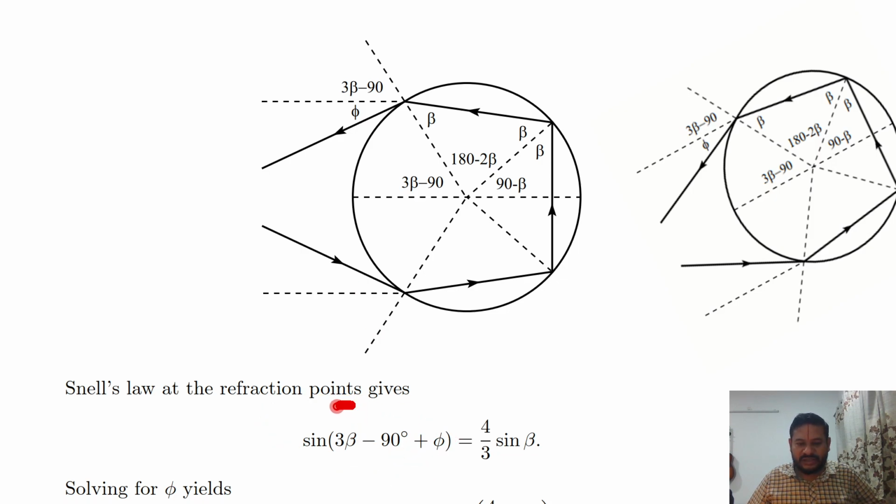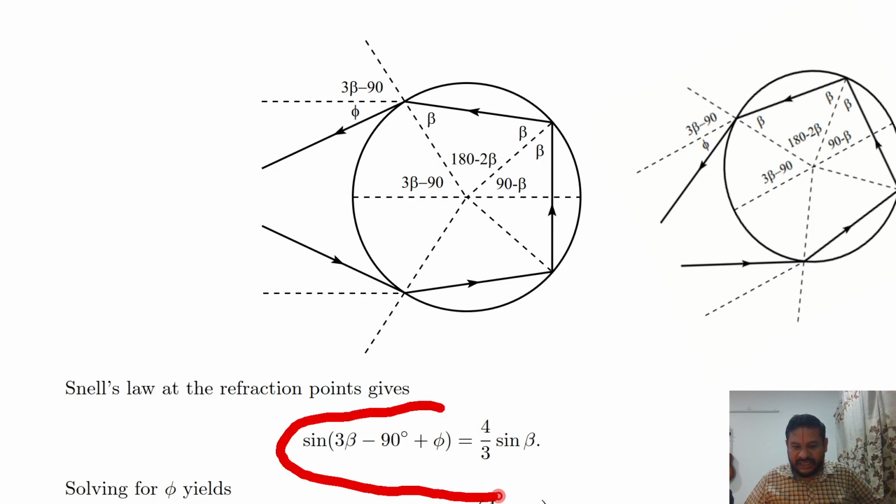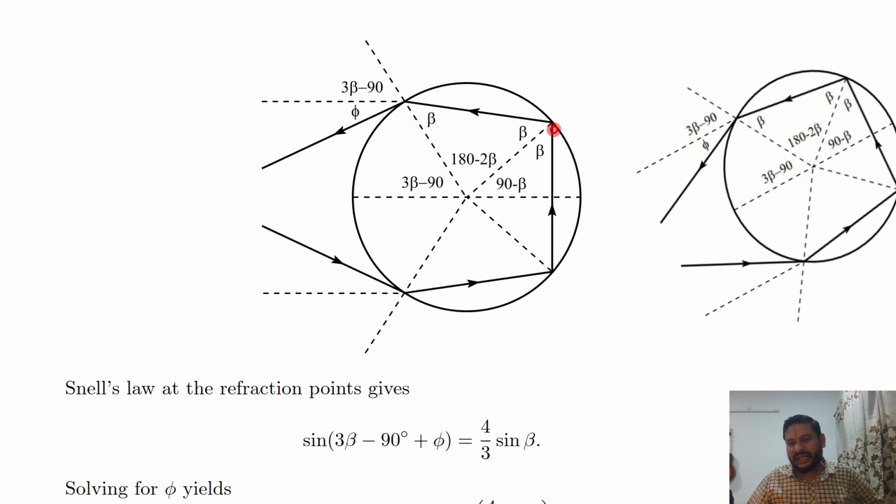Now Snell's law we are applying. So sine of 3 beta minus 90 degree plus phi is equal to 4 by 3 sine beta. See, this angle is again beta with the normal, right? So all this is beta, this is beta, this is beta, all of them are isosceles triangles, right? And angle of incidence is angle of reflection everywhere. So this whole angle becomes 3 beta minus 90 plus phi, and that's 4 by 3 sine beta.